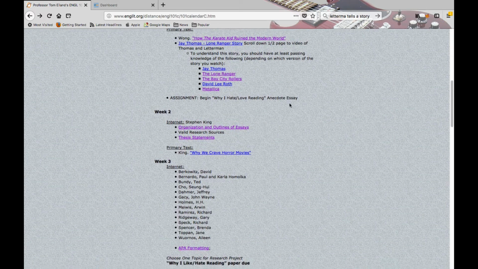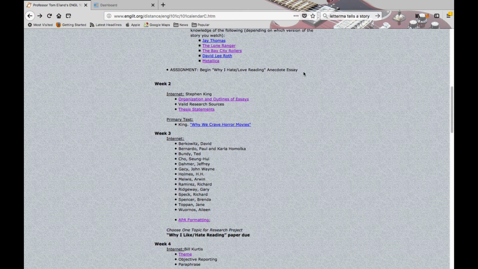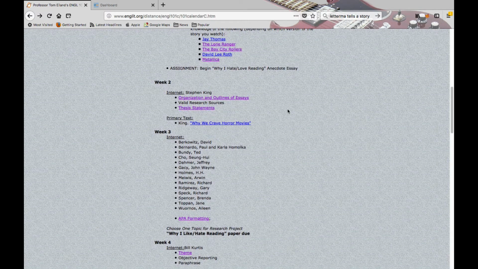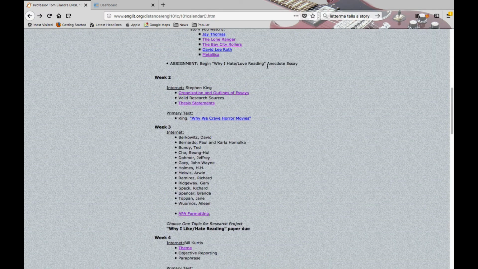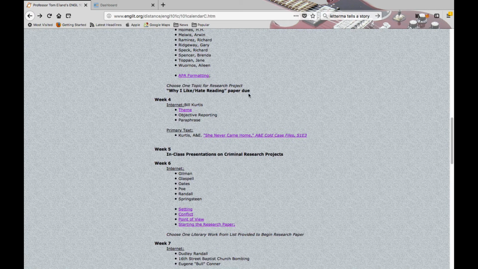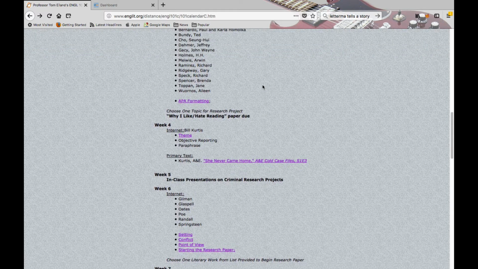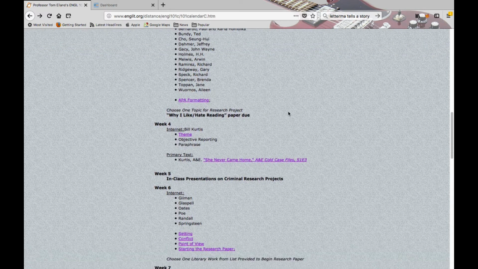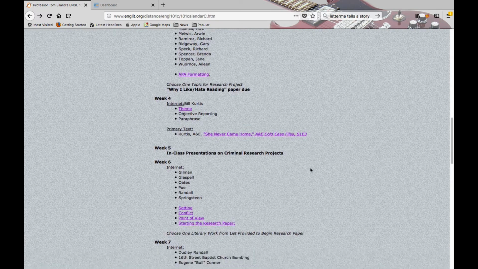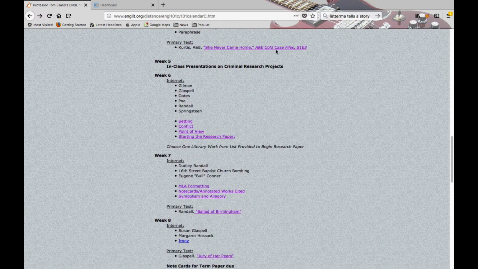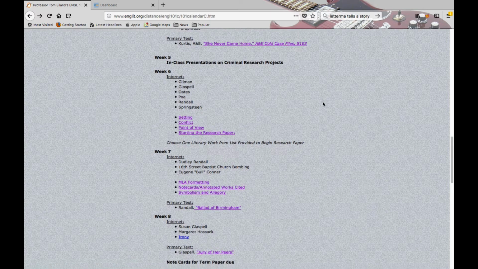As you go along in this, not only will I be explaining when things are due in class, but the calendar itself gives you general ideas. So you begin writing this anecdote here, and then you turn it in here, and then things get a little bit faster. You start writing a criminal research work based on one of these individuals here, and then you present them here as well as in written document. You'll even see an example of a straight-up documentary from Bill Curtis.